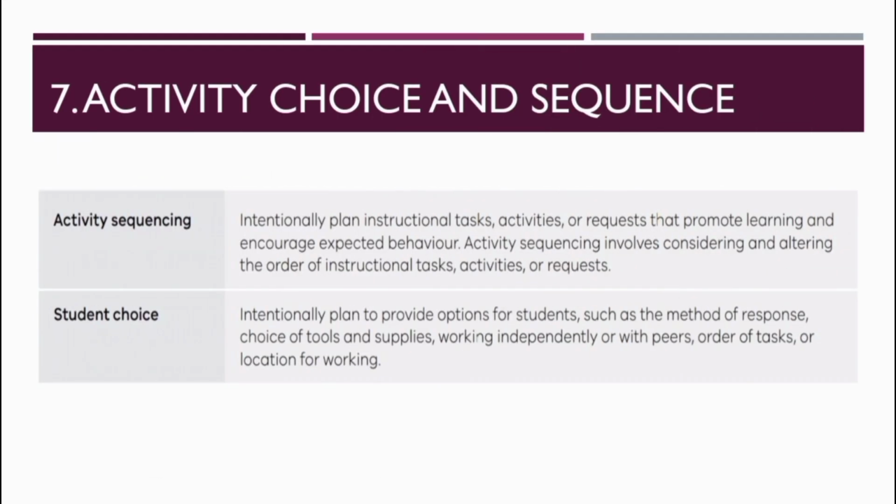Activity choice and sequence. Activity sequencing. Intentionally plan instructional tasks, activities, or requests that promote learning and encourage expected behavior. Activity sequencing involves considering and altering the order of instructional tasks, activities, or requests. Student choice. Intentionally plan to provide options for students, such as the method of response, choice of tools and supplies, working independently or with peers, order of tasks, or location for working.